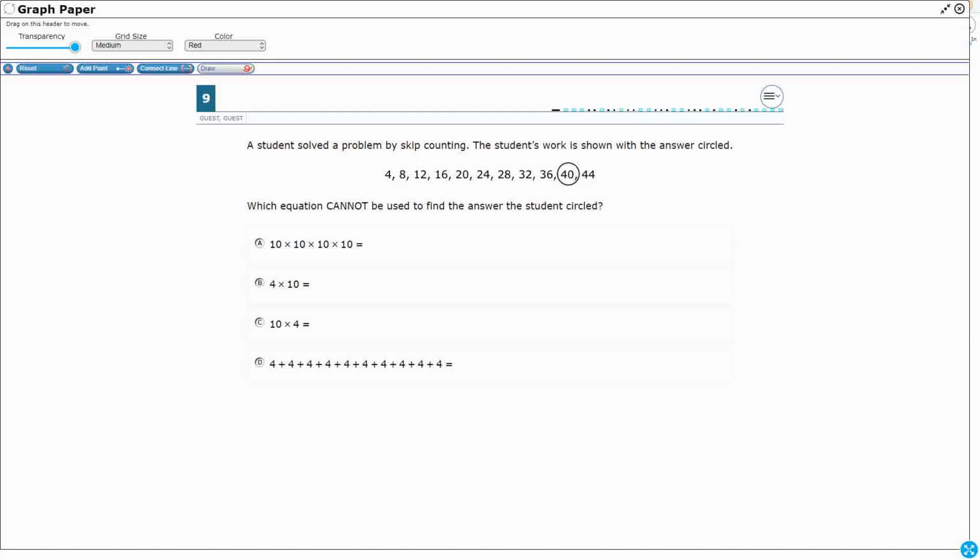So we have a student, and the student actually solved the problem by skip counting. We've got the work shown here, the answer circled, and so we see that we landed at the number 40. That skip counting is going to be important.